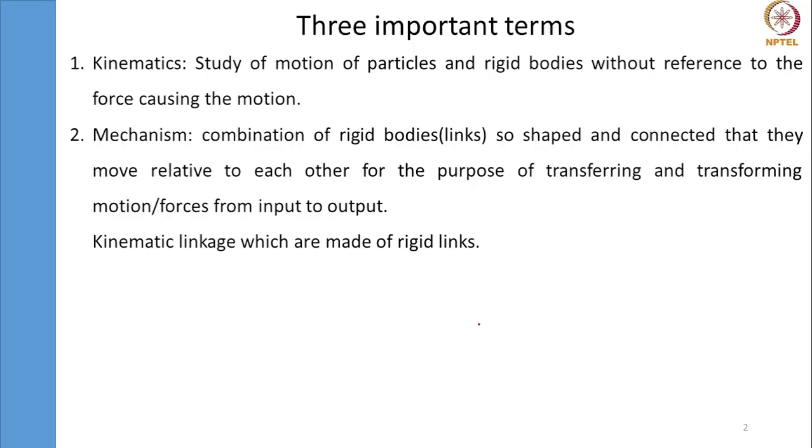So the next term is mechanism. A mechanism can be defined as a combination of rigid links or rigid bodies, which we are going to call links in our subsequent discussions. They are so shaped and connected in such a fashion, using different kinds of joints like revolute joint, prismatic joint, etc., which we will study later, so as to transfer and transform motion or forces from input to output.